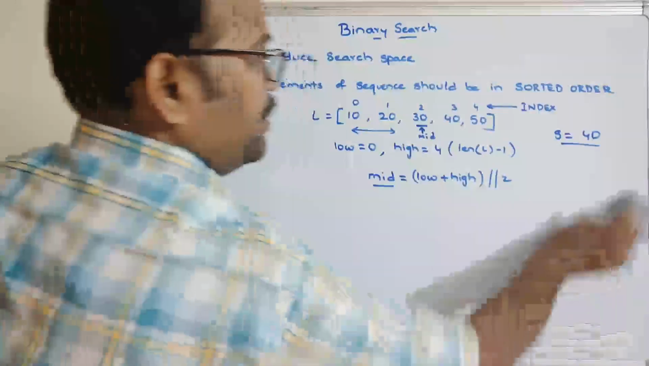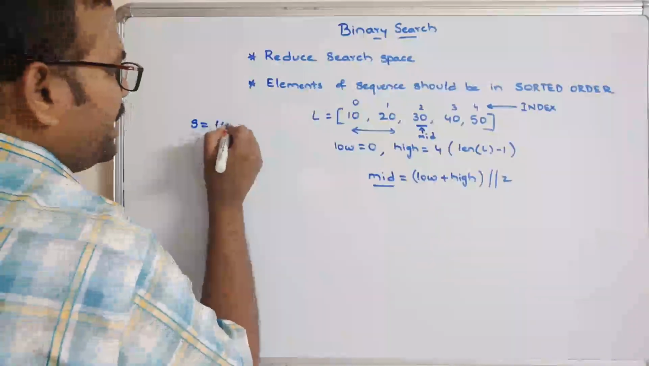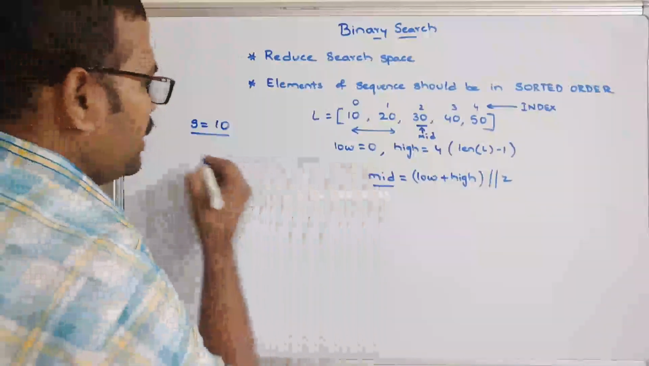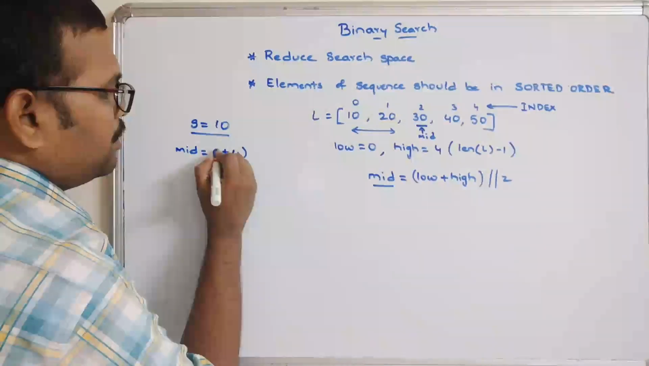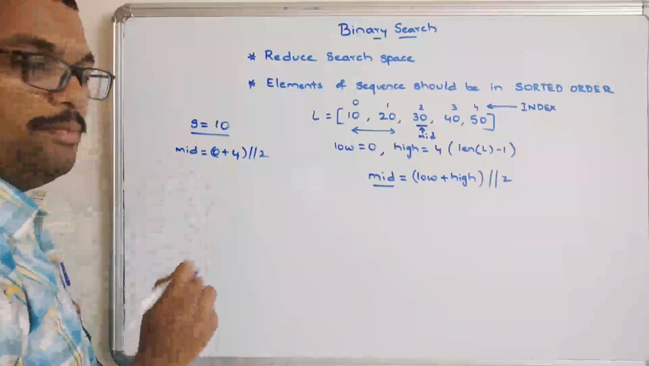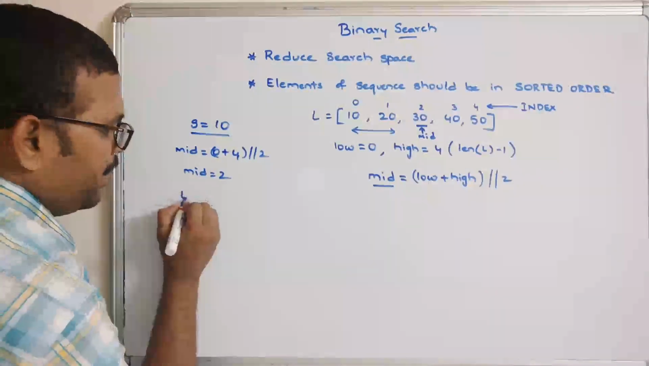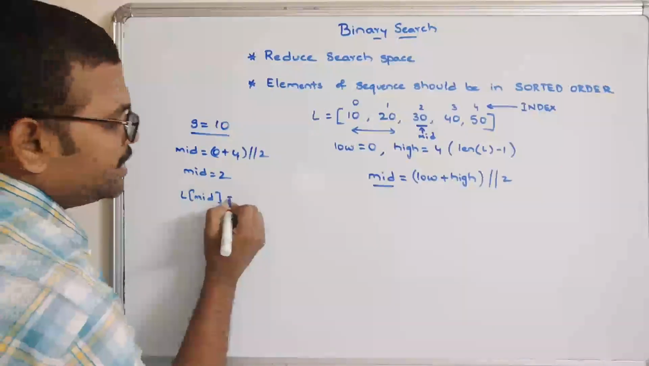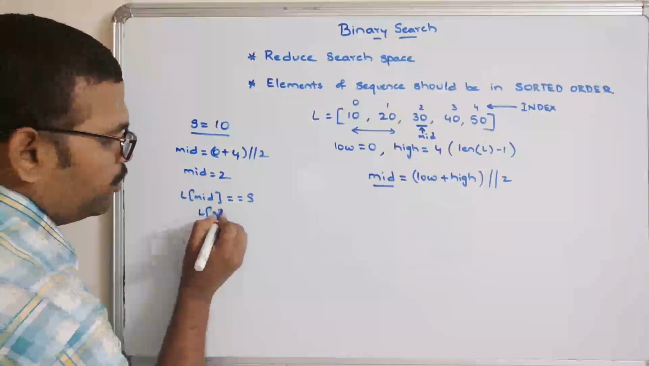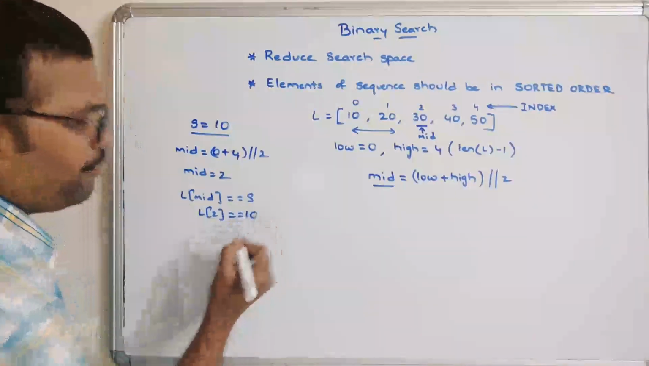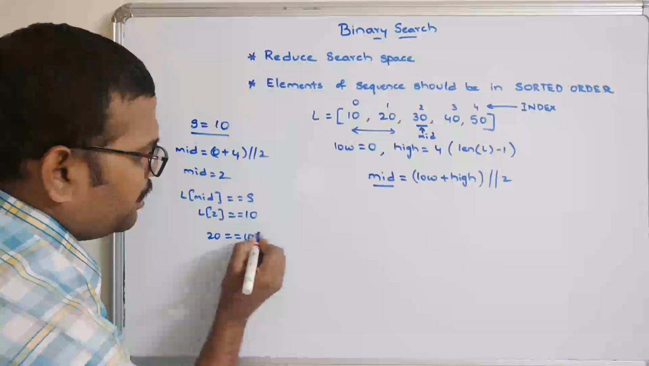Let us take the search value as 10. Okay, search value as 10. So let us consider the mid value. Mid element is equal to 0 plus 4, floor division of 2. So the mid value is 2. So we need to compare L of mid is equal to S. L of mid means L of 2, and S means 10. So L of 2 means 20, and 20 is equal to 10, which is false.